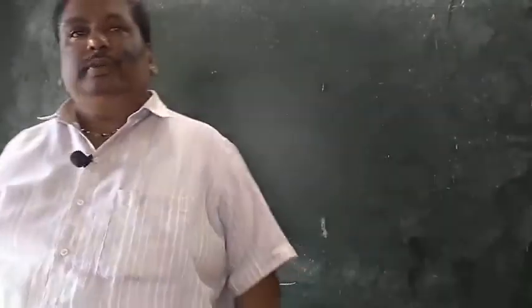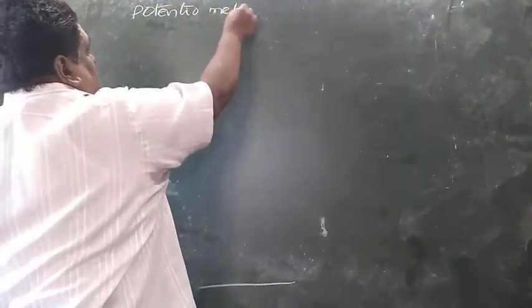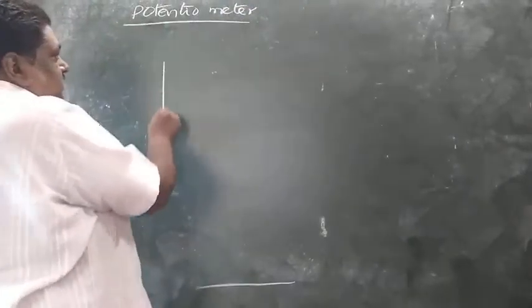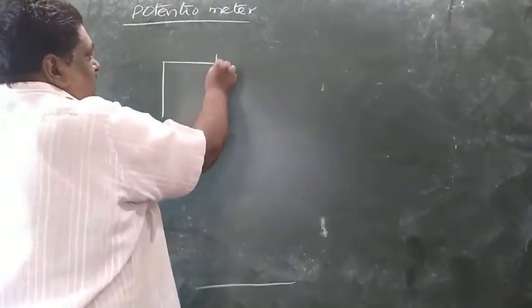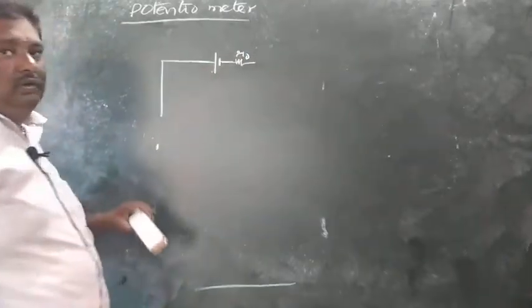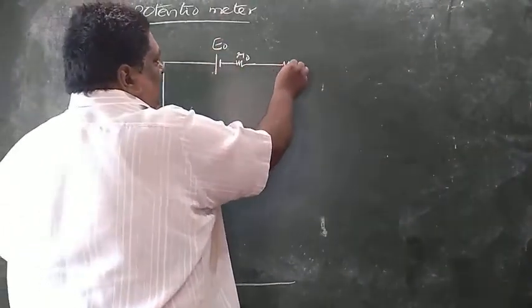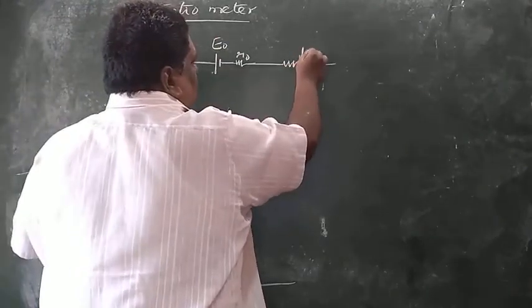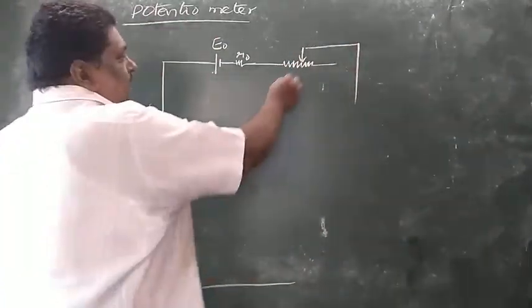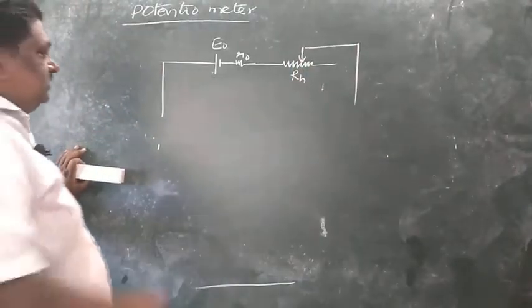Hi children, we are discussing potentiometer. It consists of one primary cell, which may or may not have some internal resistance. It is the E naught voltage. Here is one rheostat. You all know rheostat means a variable resistor. The more the resistance, the greater the sensitivity. That's why a rheostat is introduced in the circuit.